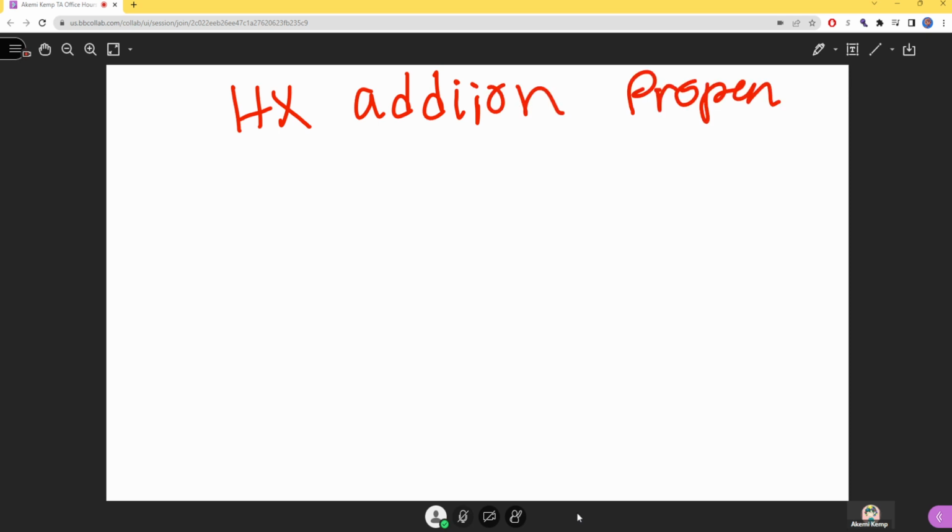Question 14. Which of the following correctly describes the nature of the transition state of the rate determining step of the hydrohalogenation? So that's an HX addition problem of propene. So you're just adding a halogen to the propene molecule. A says that the transition state equally resembles products and reactants. Is that true?